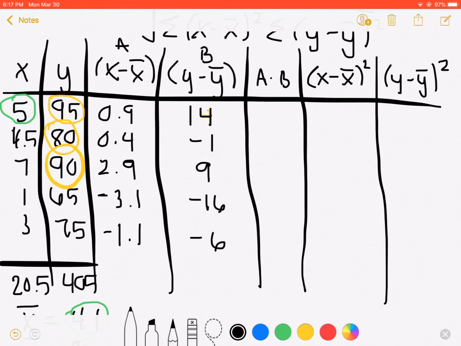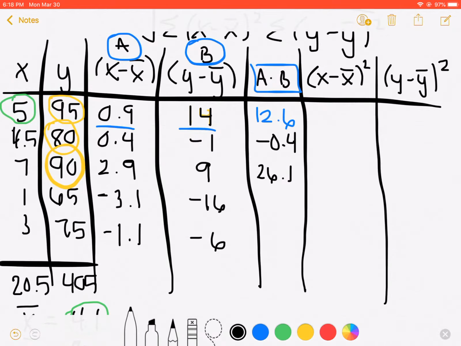Okay, then that A times B. So that's why I label our A and our B, so that I don't have to write it so much. So I'm going to take the numbers in the A times the B. So I'm taking 0.9 times 14, and I get 12.6. And then I take the next one, 0.4 times negative 1 is negative 0.4, and then 26.1, 49.6, and 6.6. So I'm multiplying A times B.